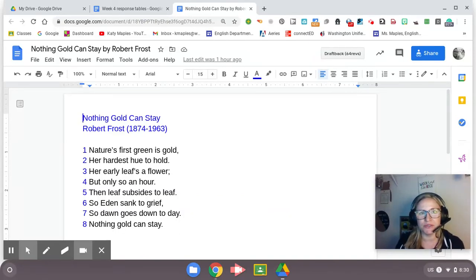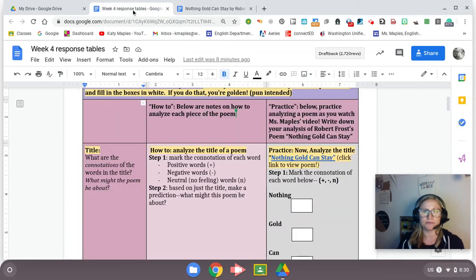I am here to teach you how to use TPFASTT, which is an acronym to help you analyze a poem. So we are going to be using Robert Frost's poem, Nothing Gold Can Stay, because it is a really strong poem. It has all of the main literary devices that you need to understand within it. And it's nice and short. It's only 8 lines long. So let's go ahead and get started.